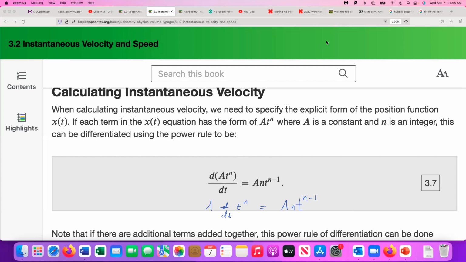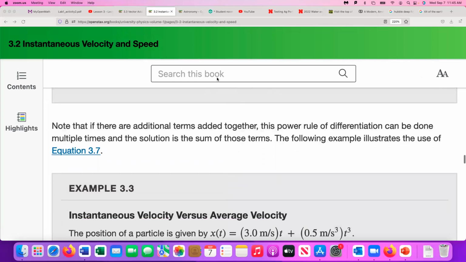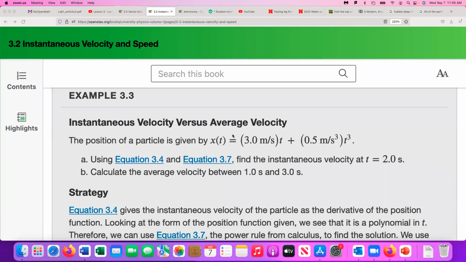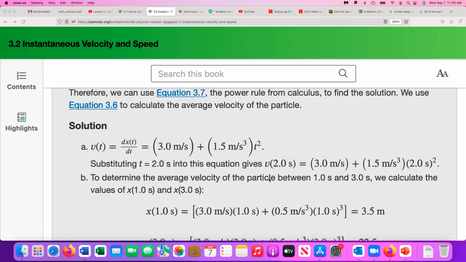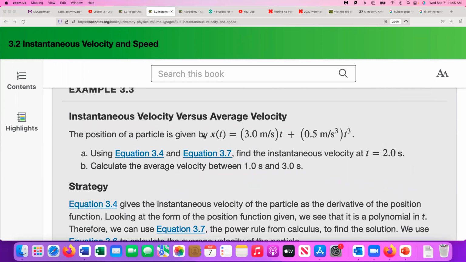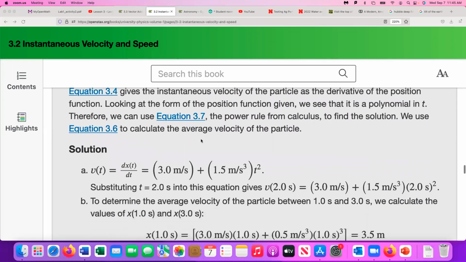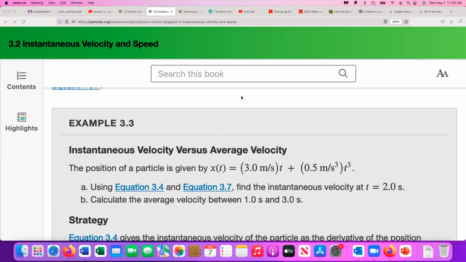So let's take a look down below of how we do this here. Here we have two terms. We have 3 meters per second t, and we have 0.5 meters per second cubed t cubed. Two different terms. We're going to treat them differently when we do this. We're going to use the derivative to calculate a velocity function, right? Here's our position function. We take the first one, which I'm going to do up here, I guess.